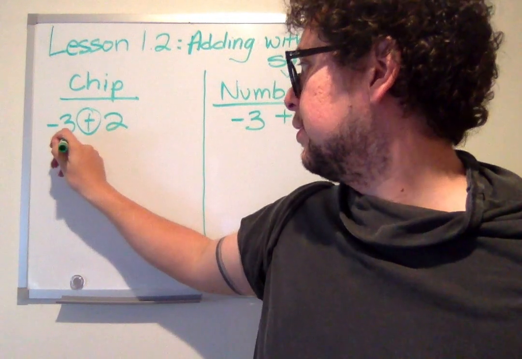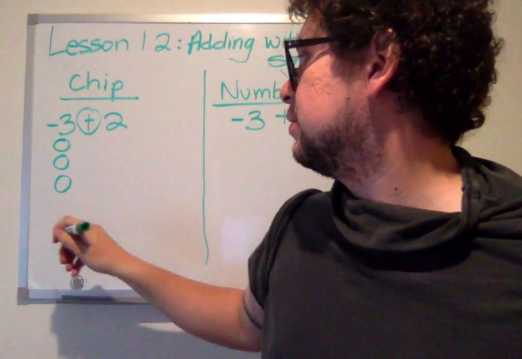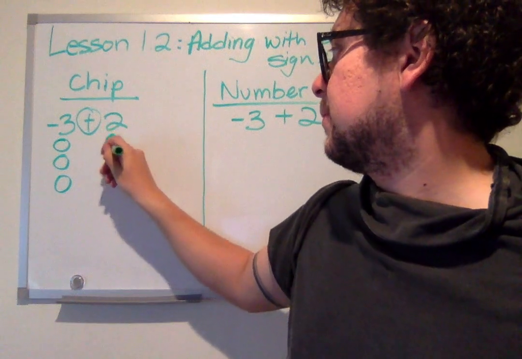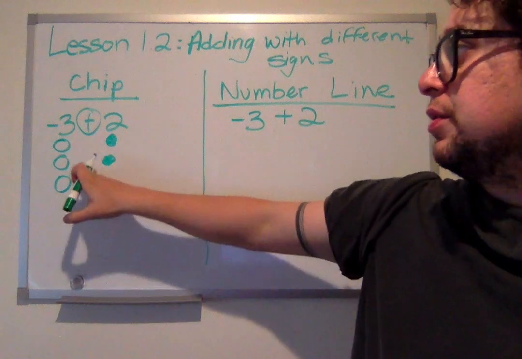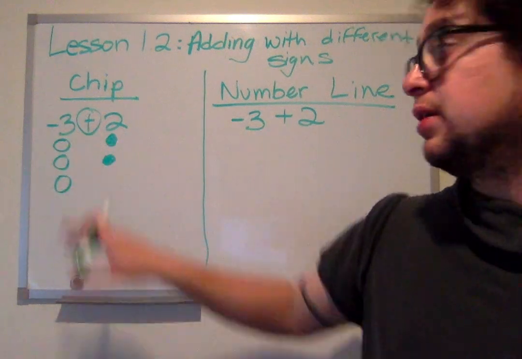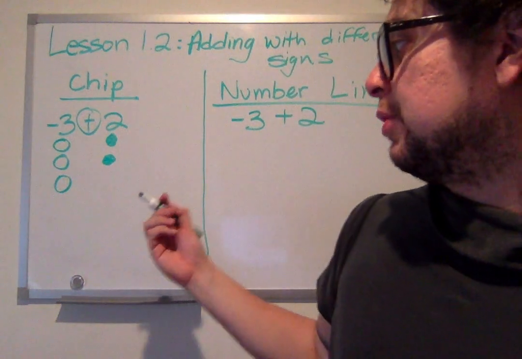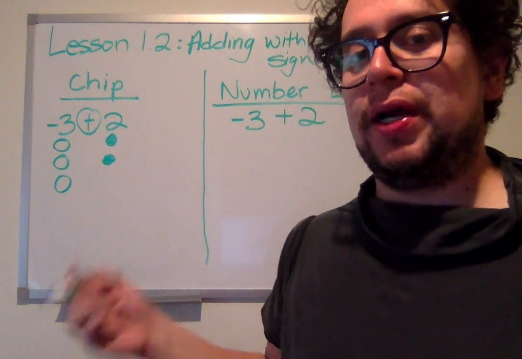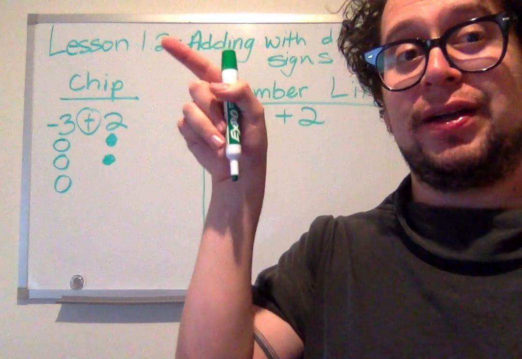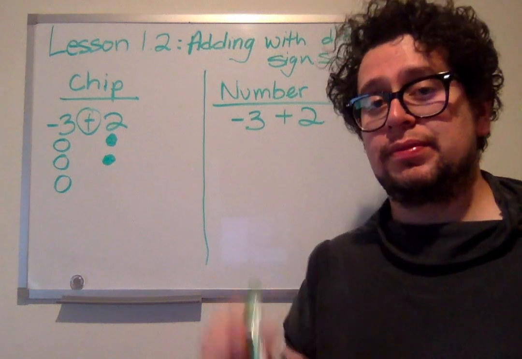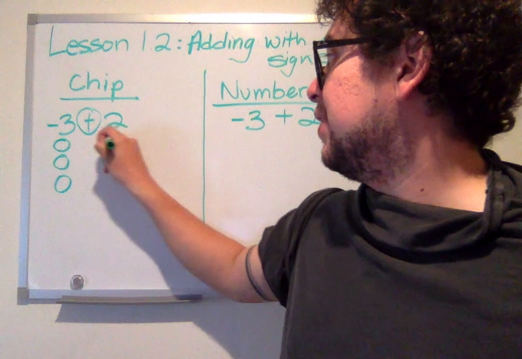And here, let's say that these are my negatives and that these right here are my positive chips. So I have 1, 2, 3 negatives for my -3, and I'm adding 1, 2 positives. Okay? So what we do here is we want to find our zero pairs. And there'll be a video about zero pairs right there if you need a review on zero pairs. Okay? So zero pairs, I want to find them.